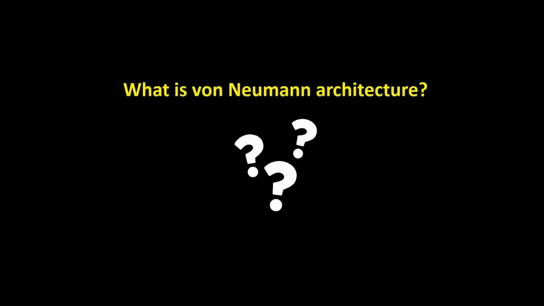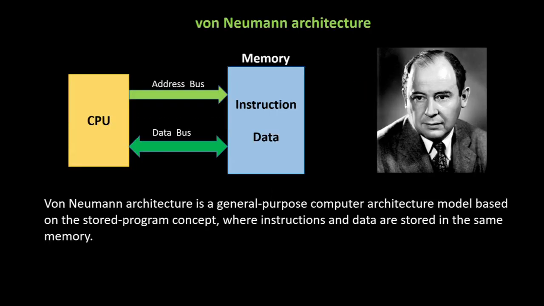What is von Neumann architecture? Von Neumann architecture, named after the brilliant mathematician John von Neumann, is a computer architecture model that revolutionized the way computers are designed and operated. It was first proposed by von Neumann in 1945 and remains the foundation of most modern computers.